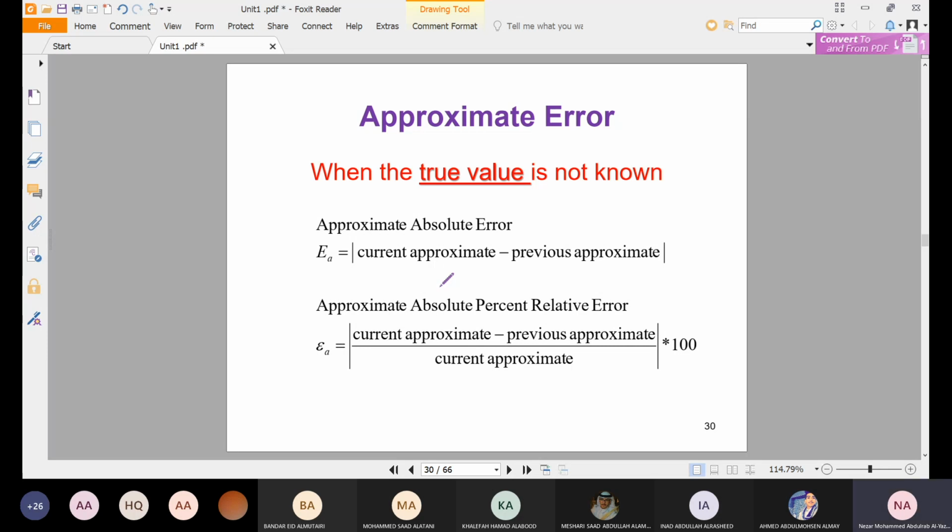To have more meaning about this error, because it is a magnitude and value, we want to know how much percentage this error is from the true value or from the approximation value. So in this case, we do the percentage relative error.